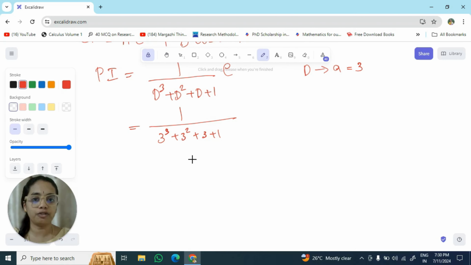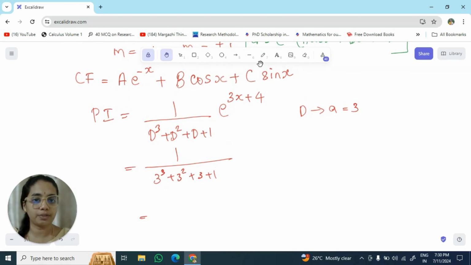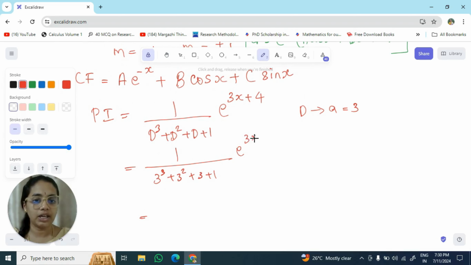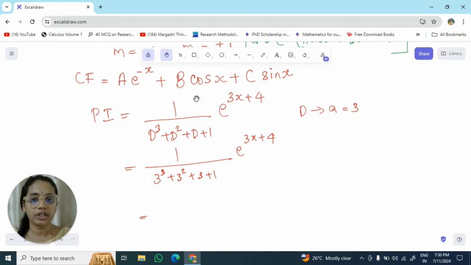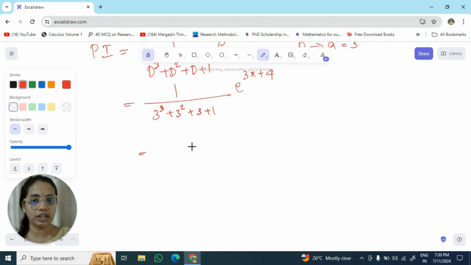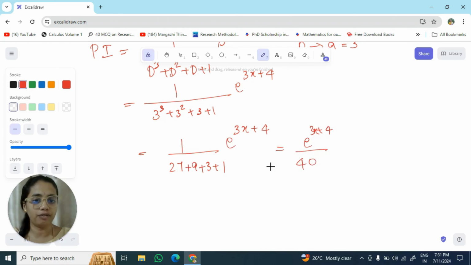Agree. What is the value of 3 cube? 3 cube is 27. Don't forget to write e power 3x plus 4. Okay, so yes, 3 3s are 9, 9 3s are 27. 27 plus 9 plus 3 plus 1. So we would get 36, 39 and 40. Right. So we would get e power 3x plus 4 divided by 40.